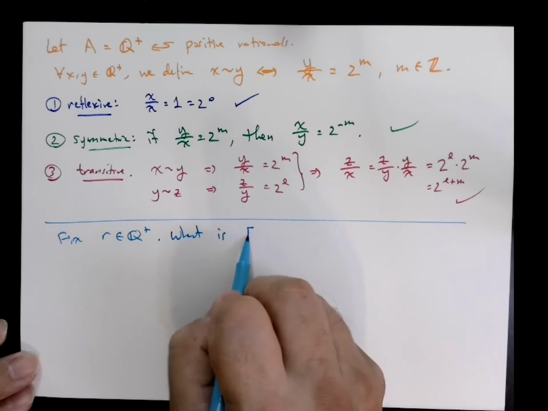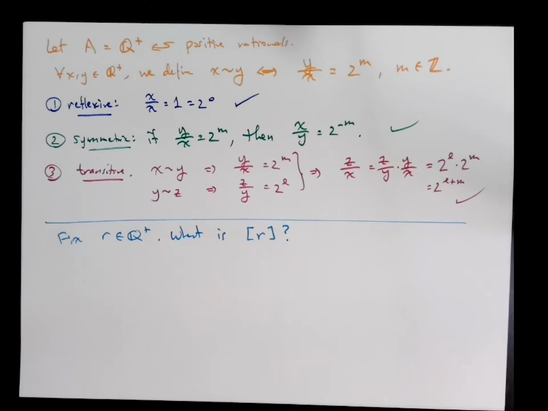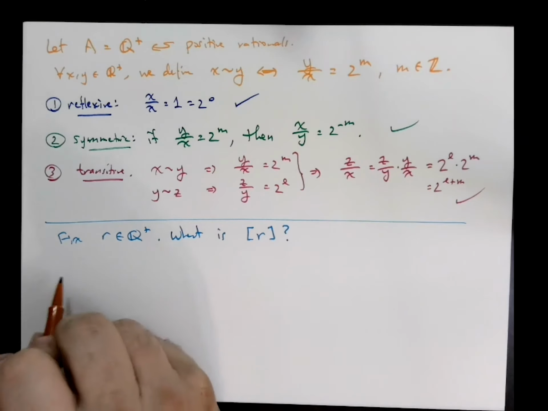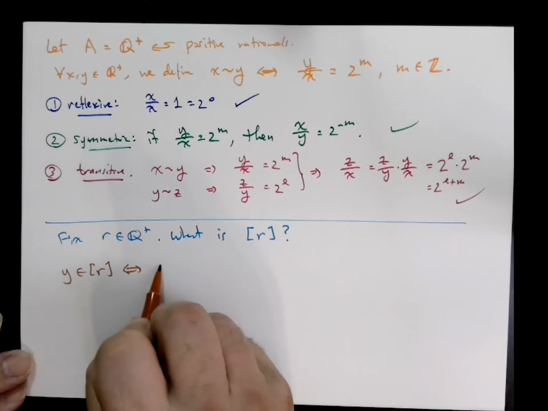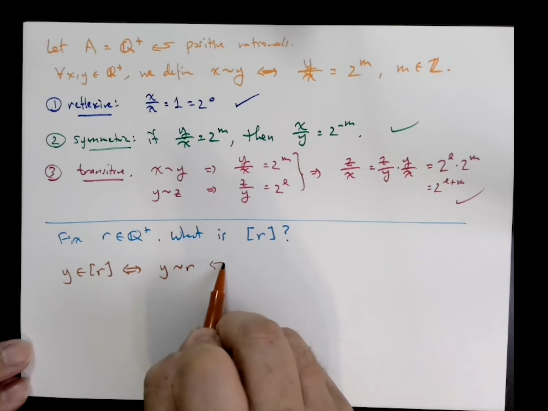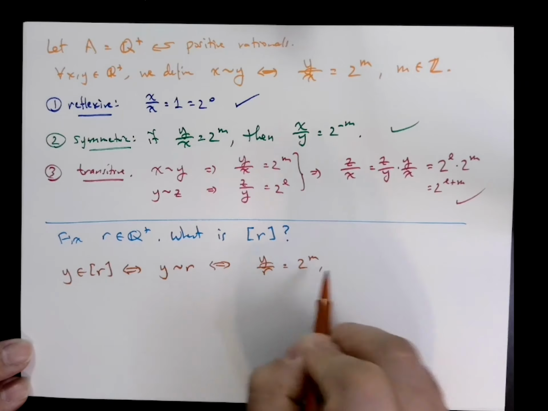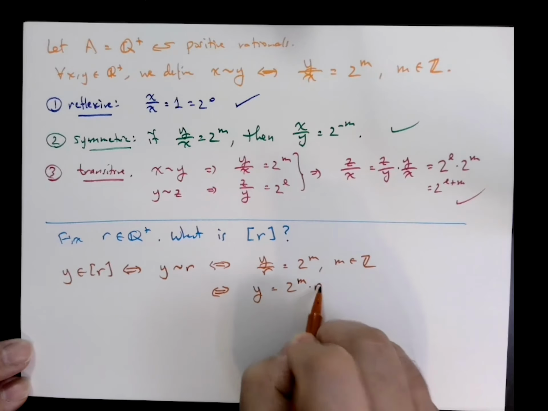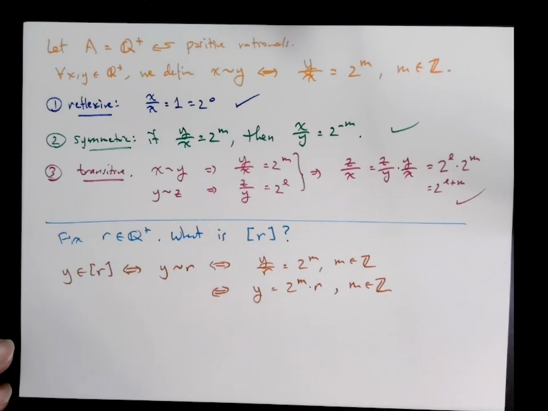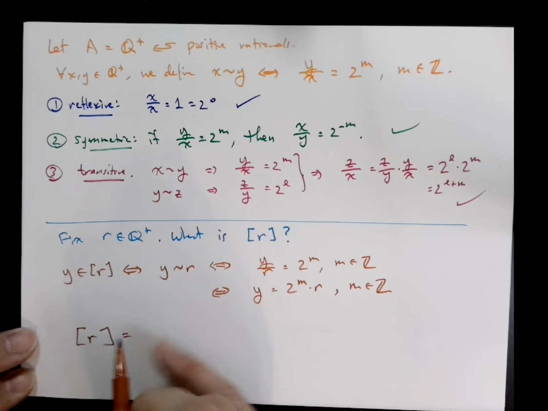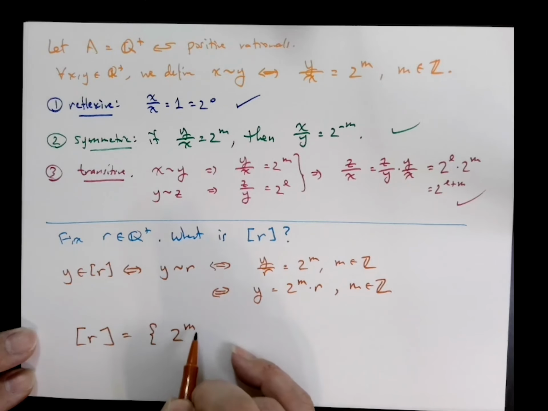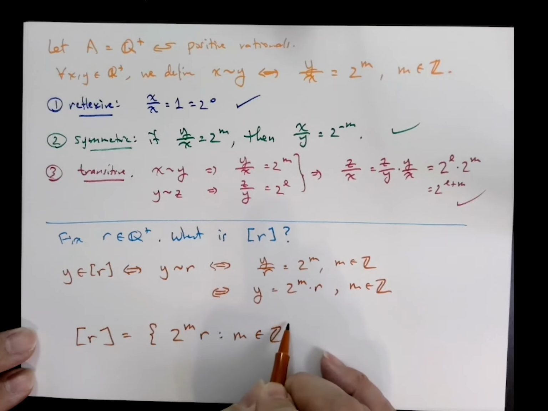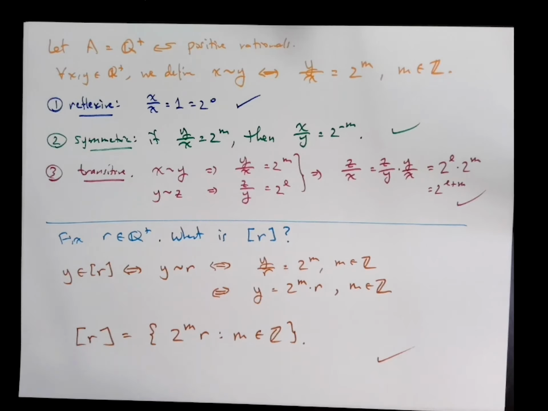Let's pick a particular number in Q+, remember, a positive rational number. What is the equivalence class containing the number r? Remember that y is in the class of r if and only if y relates to r, if and only if, by definition, y over r is equal to 2 to the m for some integer m, which is the same as saying y equals 2 to the m times r for m an integer. This gives us a parameterization of this equivalence class. The equivalence class containing r can be written as the union over the integers of the single point sets 2 to the m times r.